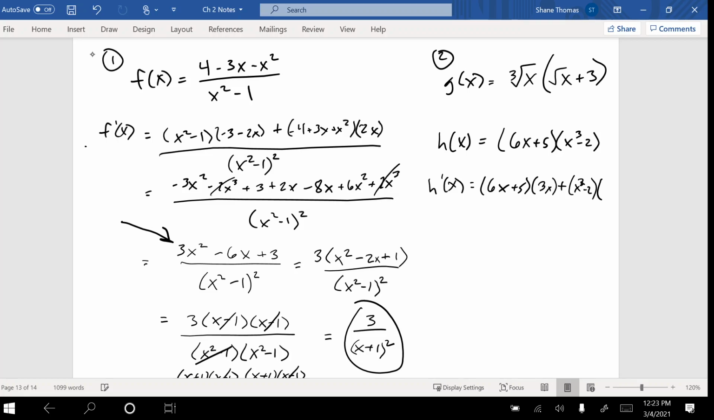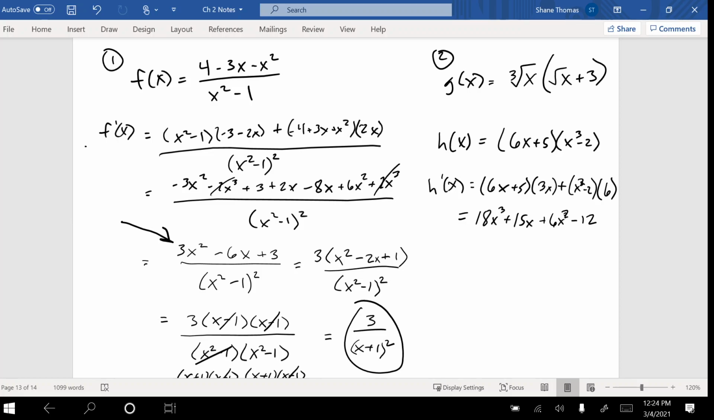The derivative of the first one is going to be 6. Okay, so then I distribute. Looks like I have 18x to the third plus 15x plus 6x squared minus 12. Right, there are no like terms here at all.